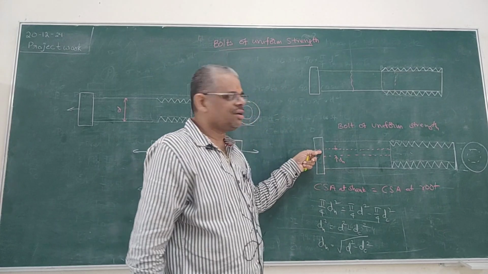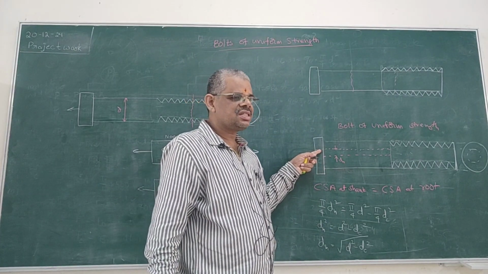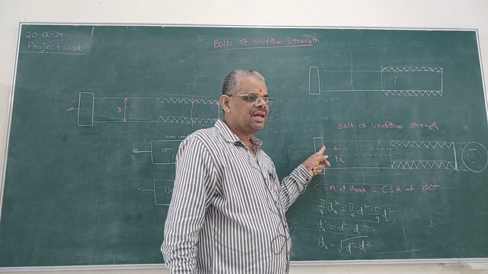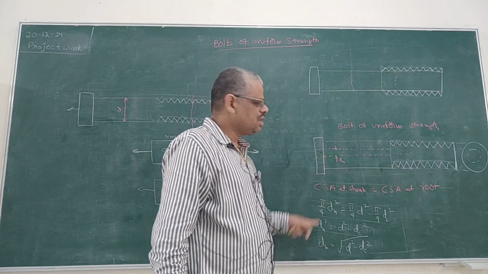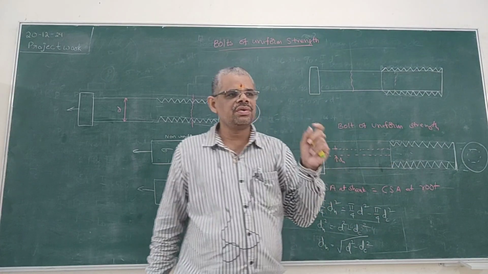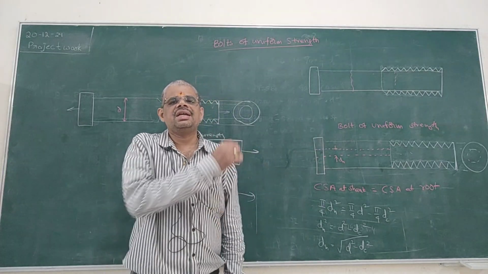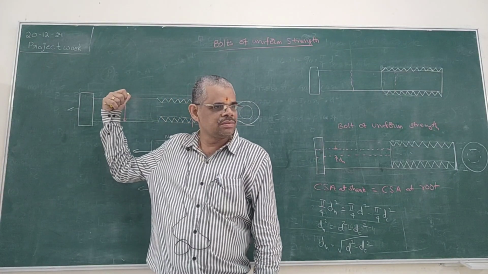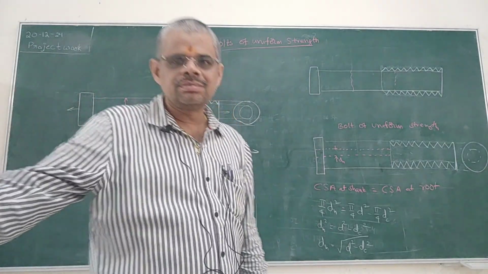So here also you are making a hole. So this is equal to the difference in area at this portion. So by making a hole of this much diameter, you can make this bolt of uniform strength so that it can withstand higher loads than that of our usual bolt. Right? Thank you.